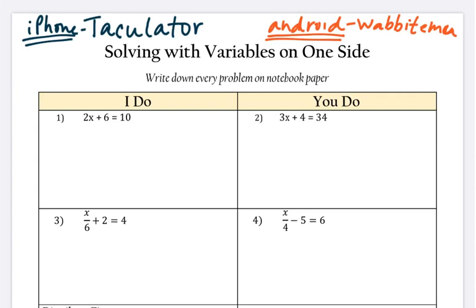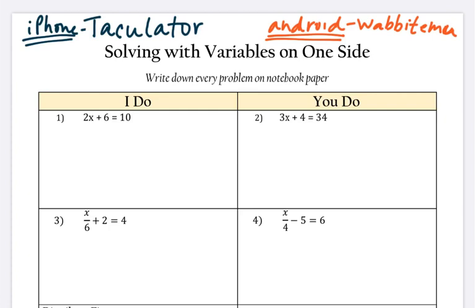The first thing that we're going to do today is solving equations, which should be pretty easy for you because you've done this before. You've done this since like 7th grade, and it builds. It gets a little bit more difficult as it goes. So we're going to start with number 1.